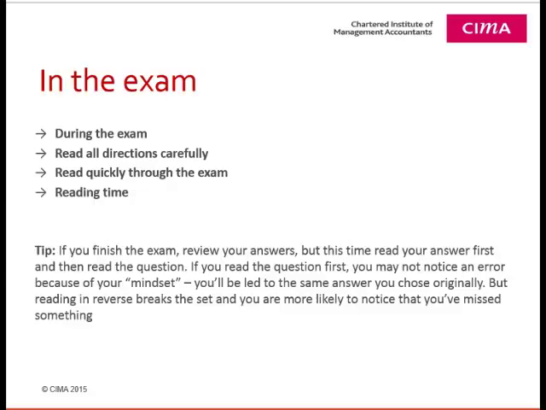Remain calm throughout. If you finish the exam before the time is up, review your answers. But this time, read your answers first and then read the question.